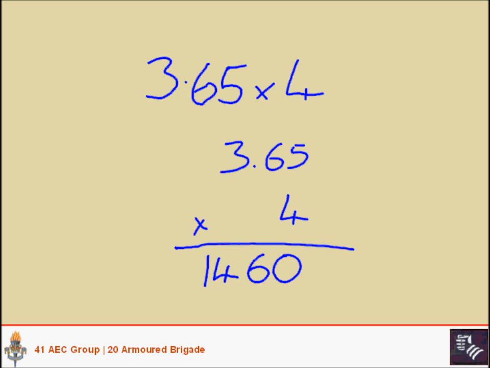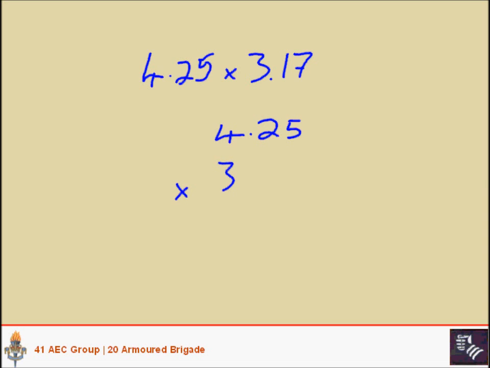Okay, we've completed the multiplication correctly, but what about the point? Where does that go? Well, if you go back to the initial number on top, which was 3.65, we remember that there were two figures after the decimal point. Therefore, with the answer, which is 1460, we'll have to count from the right to the left 2 places and place the decimal point back in. Therefore, 14.60 is the correct answer. This is very important, and practice this skill.